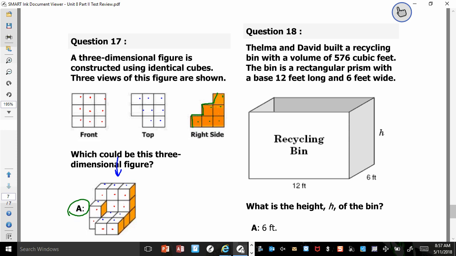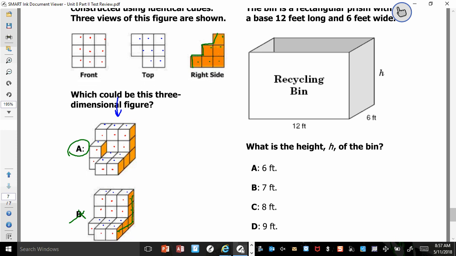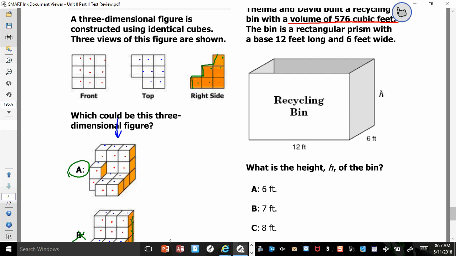Elma and David built a recycling bin with a volume of 576 cubic feet. The bin is rectangular with a base of 12 feet long. What is the height? Now I like this one because now we got to work backwards. We got to set up an actual equation. So what's the volume?